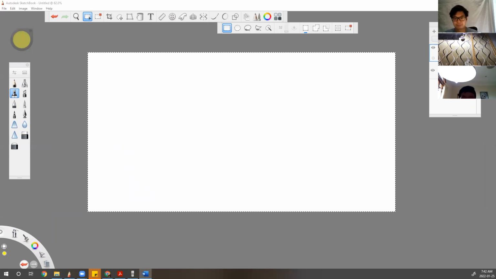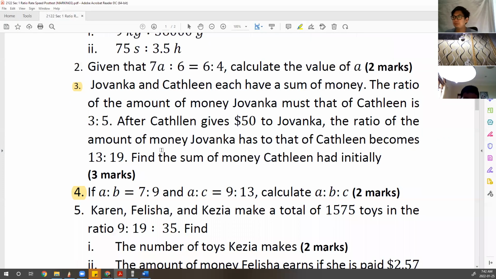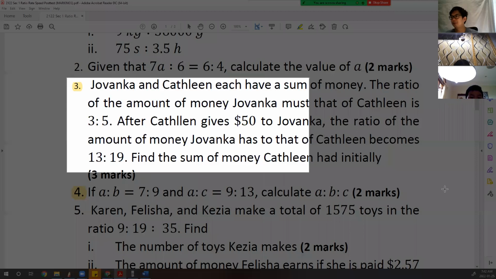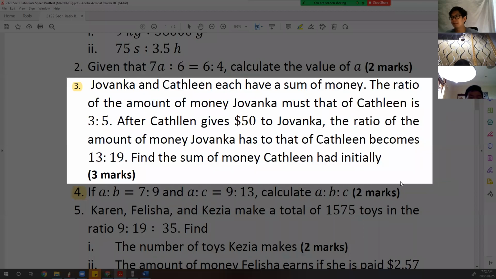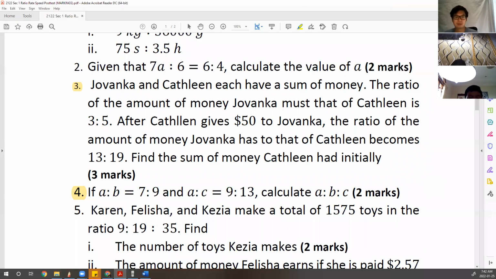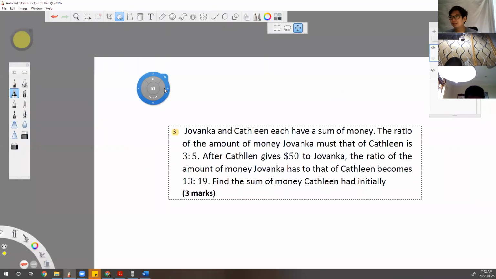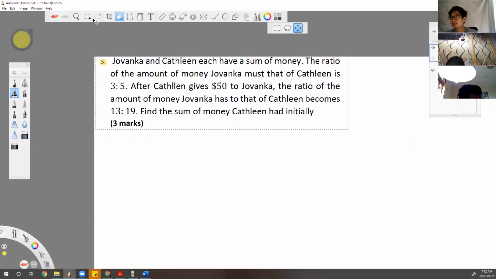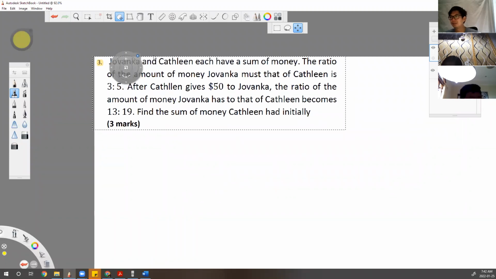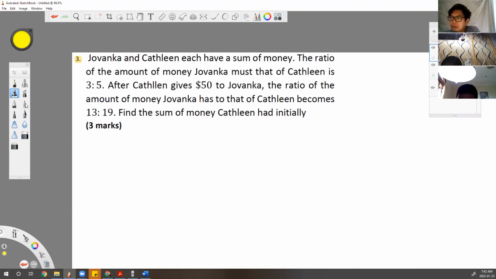Number 3 now. Jovanka and Kathleen each have some money. We don't know the total amount of money that they have right now. So what you need to do is try to expand all the mathematical model through the question. Let's do number 3. Jovanka and Kathleen have some money.